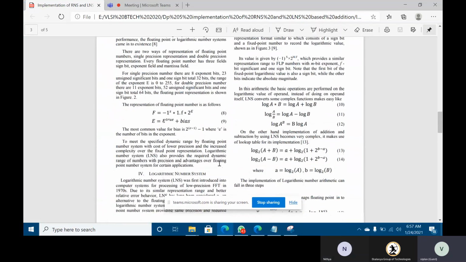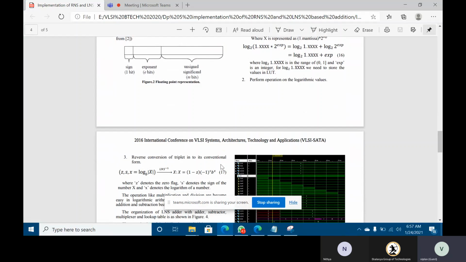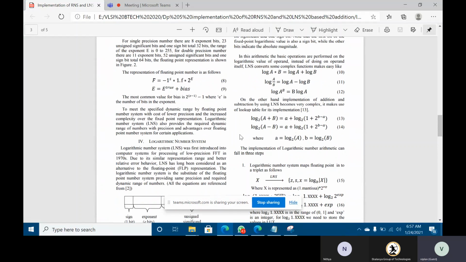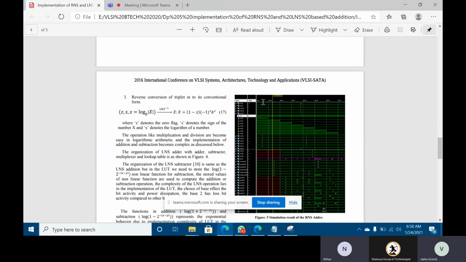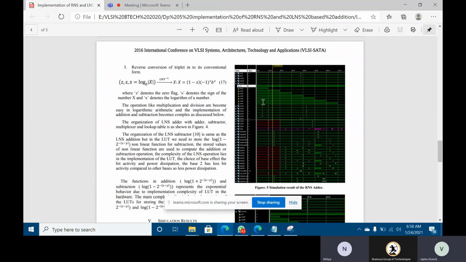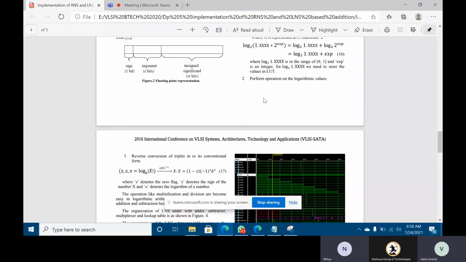Next thing, the logarithmic number system. In the logarithmic number system, it is represented in the form of floating point representation. Do you know floating point representation? Do you have any idea on that? Yes, sir. Okay, then no problem.